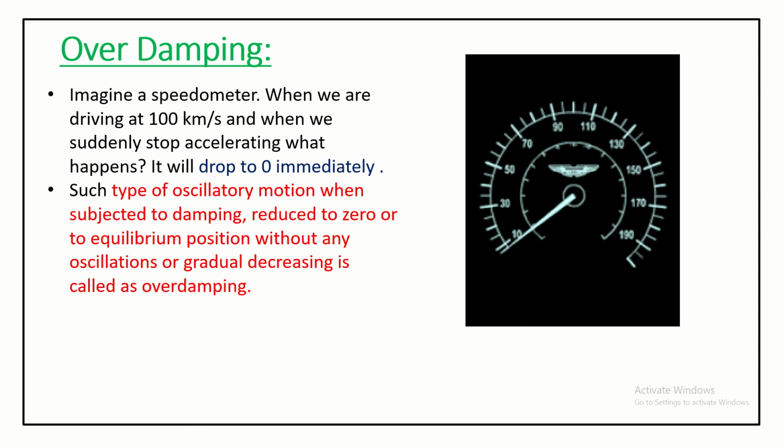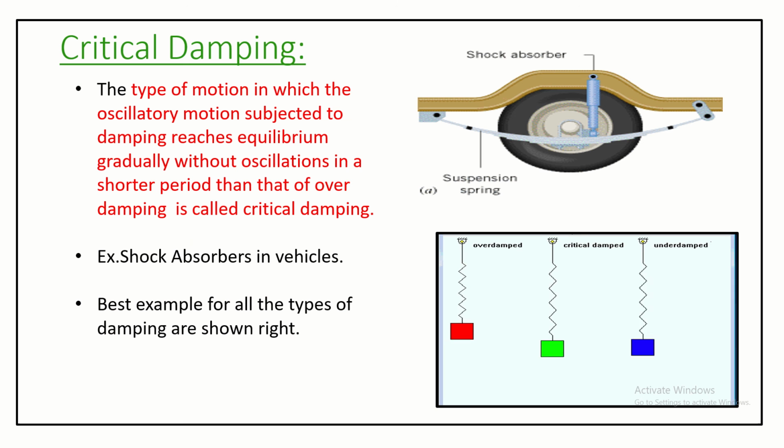It won't oscillate between 100 and 0, or fluctuate between the speeds. It decreases slowly from 100 and then finally comes to 0 after some time. Such type of motion which, when subjected to damping, comes to 0 or to the equilibrium position without any oscillations is called over damping. And the last concept is critical damping.